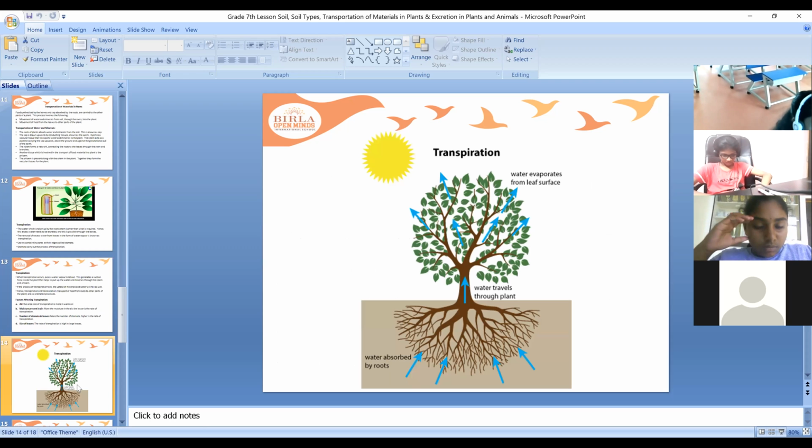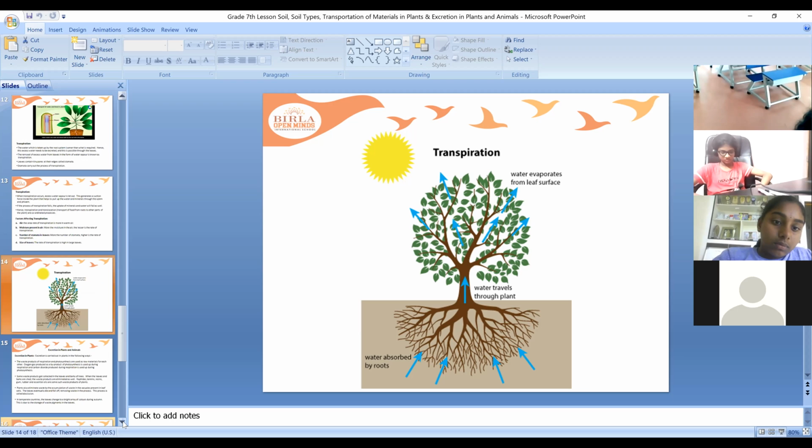So if you see here in this picture, water is being absorbed by the roots and water travels through the plant to different branches, and then if it is in excess, then water escapes out in the form of water vapor. It evaporates out from the leaves, the holes which are there in the leaves.